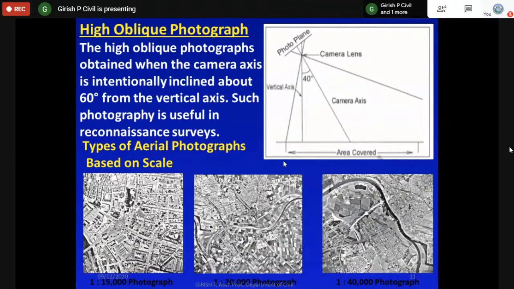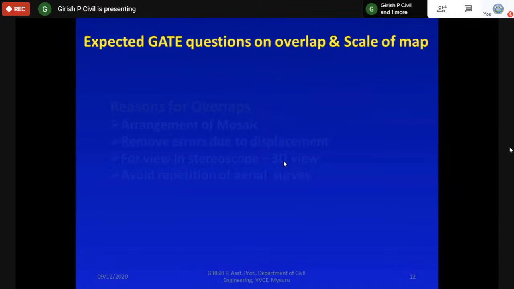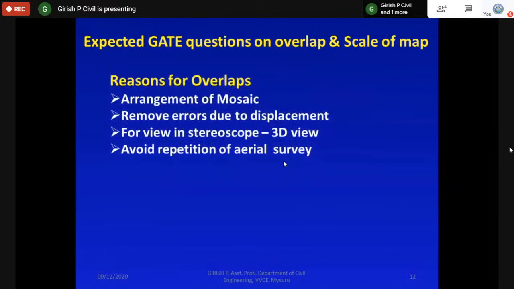So similarly in the aerial photograph, most of the time we have a type of photographs, and before considering that type of photographs, we have fixed the scale. So with respect to this, most of the time the expected question in the GATE focuses on the scale of a map and also the overlapping of photos.